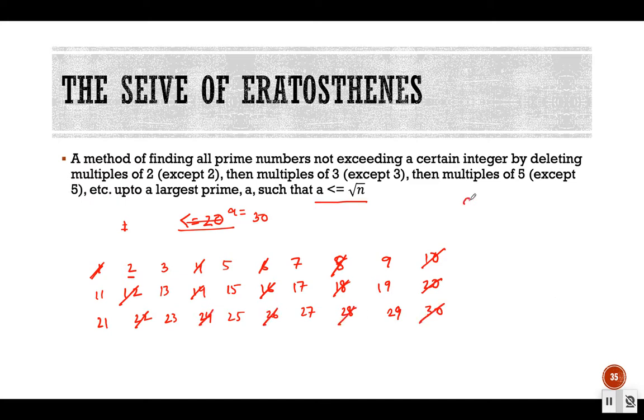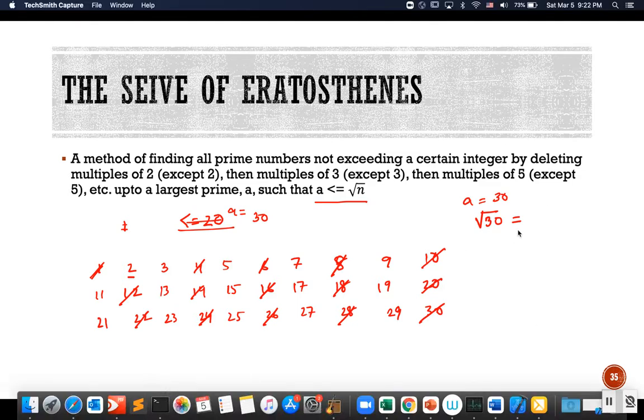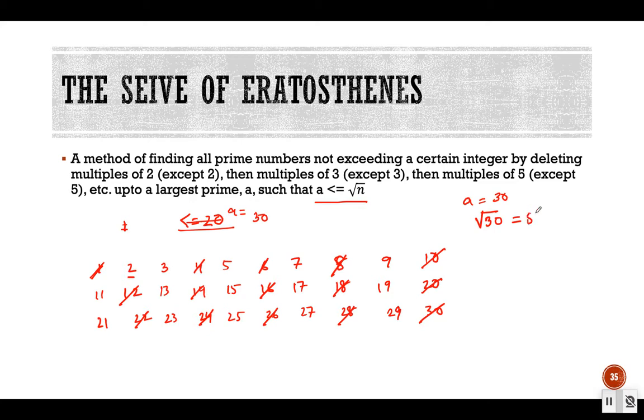Since we are considering n equals 30, meaning we find all the primes not exceeding 30, we first have to consider the square root of 30, which is 5 point something. So we continue this approach by finding all the multiples of 2, 3 and 5.